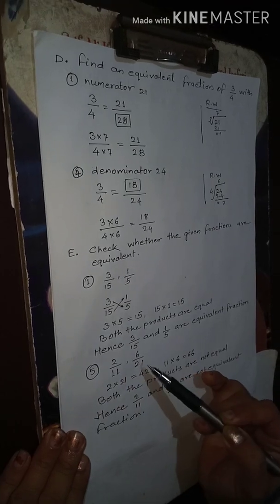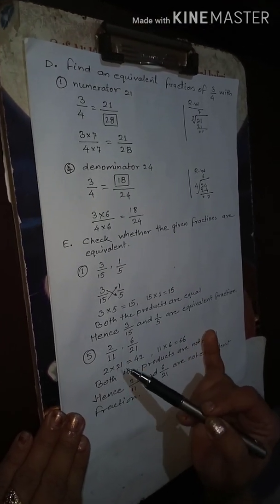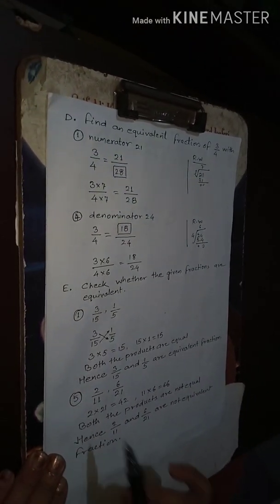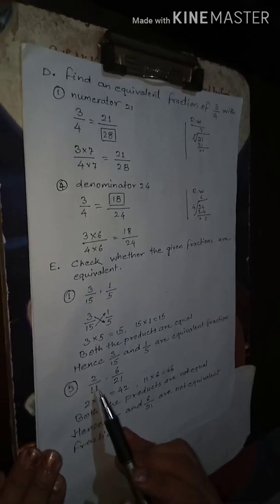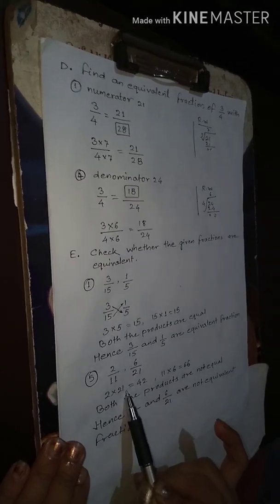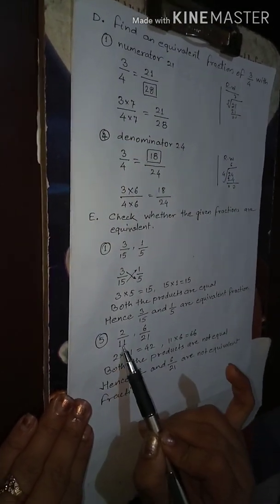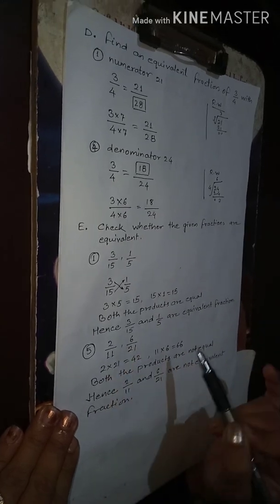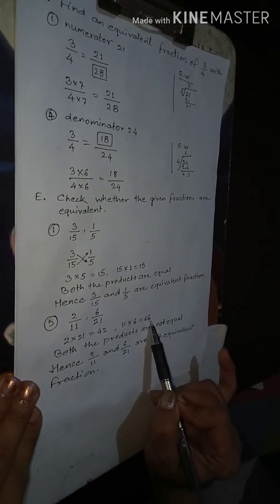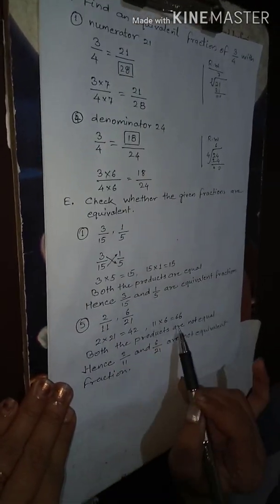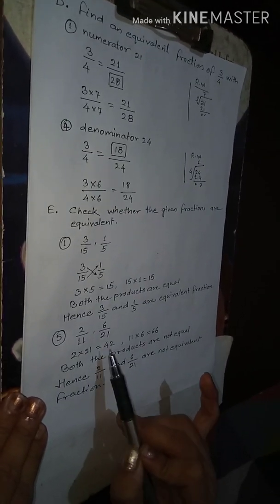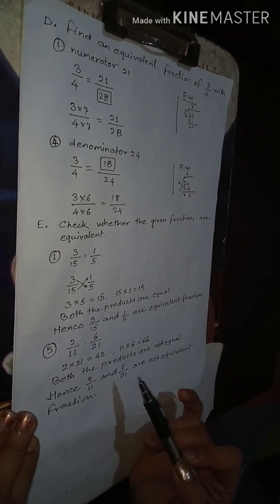Same. 2 by 11 and 6 by 21, are they equivalent fractions or not equivalent fractions? So we will apply cross multiplication. 2 multiply by 21 equal to 42 and 11 multiply by 6 equal to 66. Here the products, 42 and here 66, are not equal. So both the products are not equal. Hence 2 by 11 and 6 by 21 are not equivalent fractions.